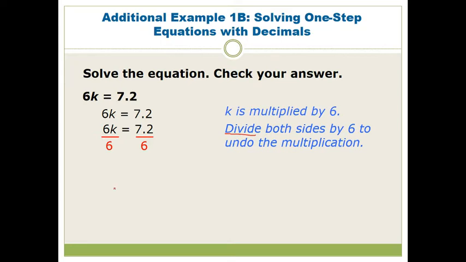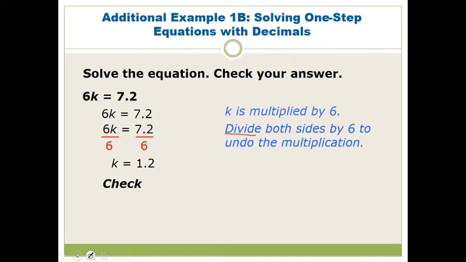For example, I could choose to add 1 to both sides of these equations, but that wouldn't help me get the k, the variable, by itself. So when I take 7.2 and divide it by 6, we get that the answer is 1.2 as a decimal. If you need to review how to do this by hand, you can go back to the previous lessons and look at the videos there.